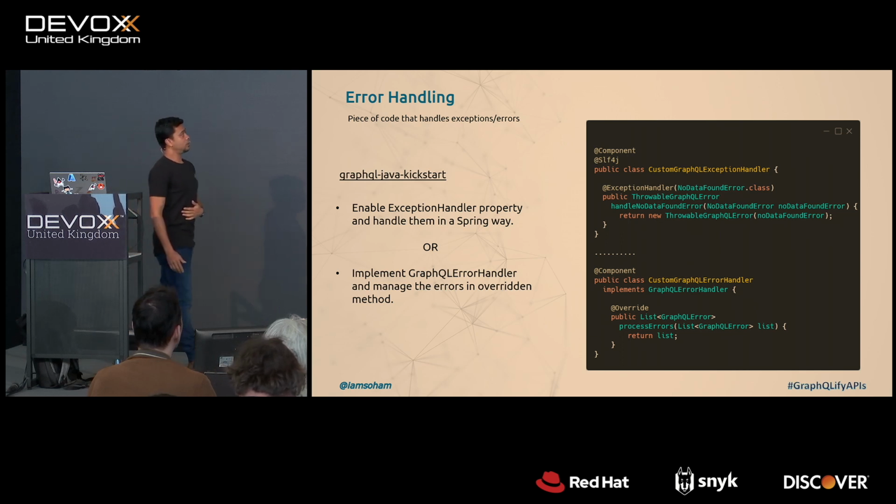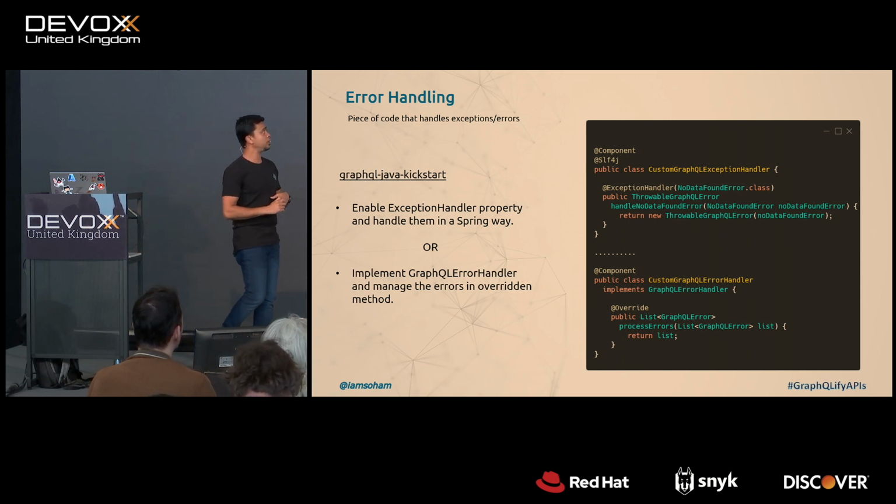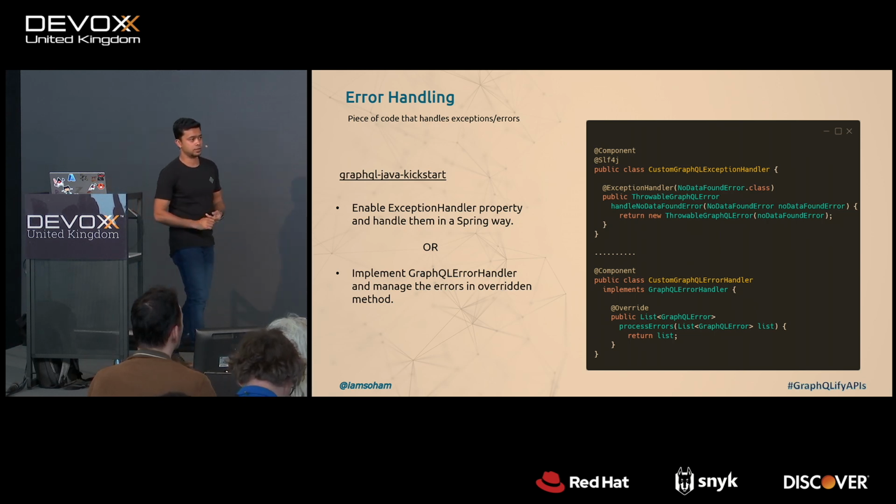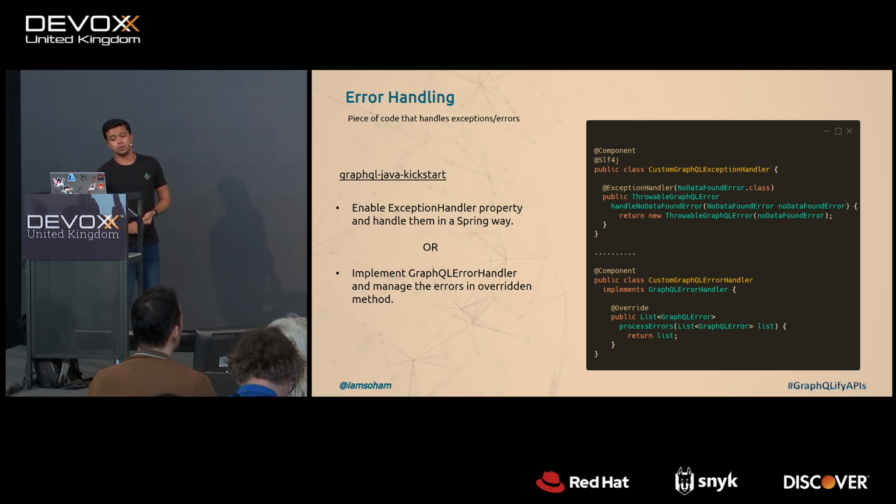In Kickstart, you can do it two ways. The Spring way is the exception handler. So you can enable a property, and then you can define your exception handler the way you do it in a controller advice. Or you can implement the GraphQL error handler and manage it there.